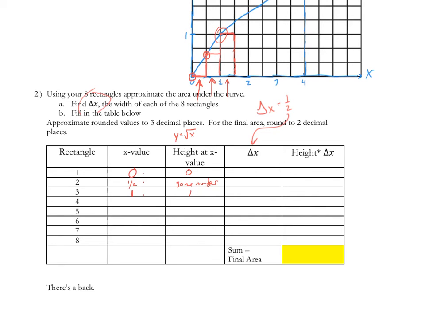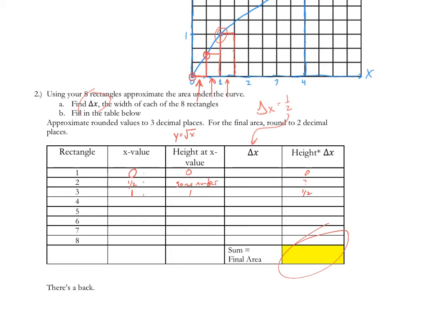And then height times delta x, bust out your calculator again, and do 0 times a half. I think you get 0. Do some number times a half. You get, I don't know. Do 1 times a half. You get a half. Fill in the rest, and then add them up to get your final area. Boom. You have the area under the curve.